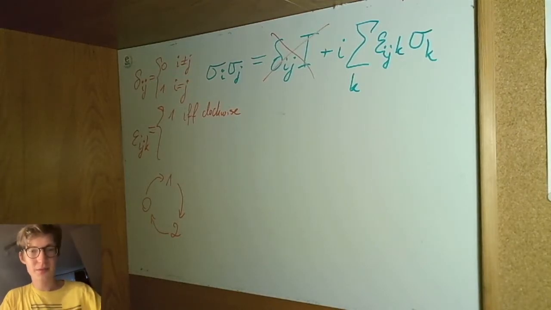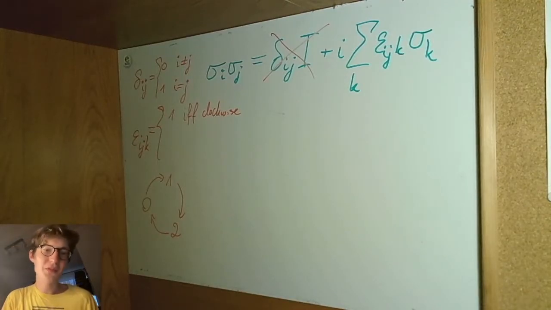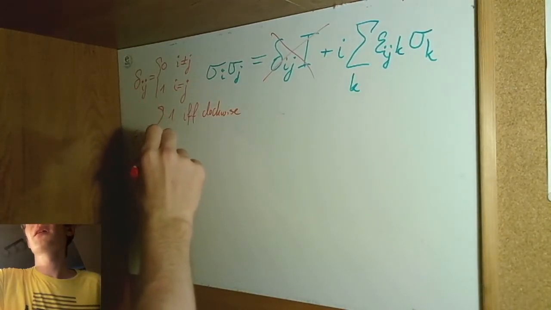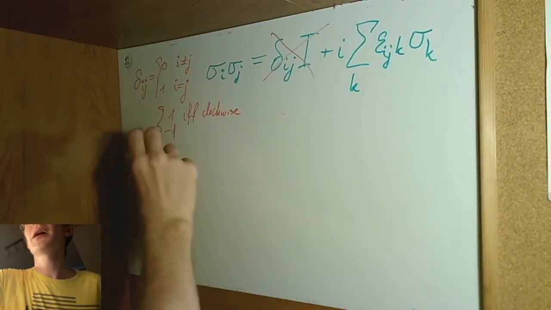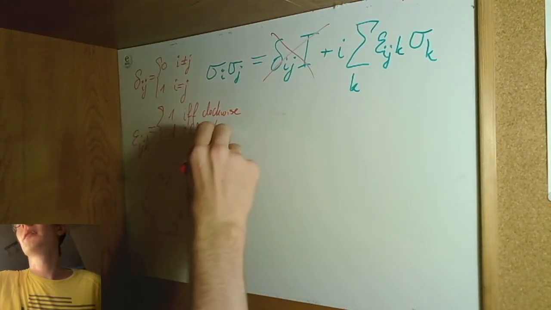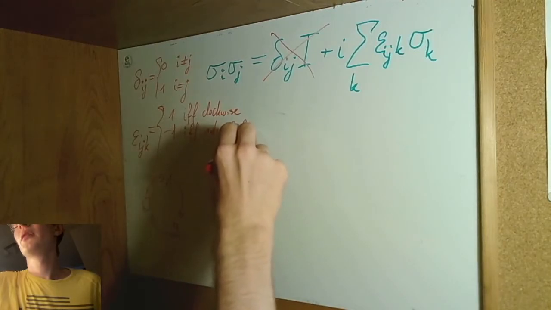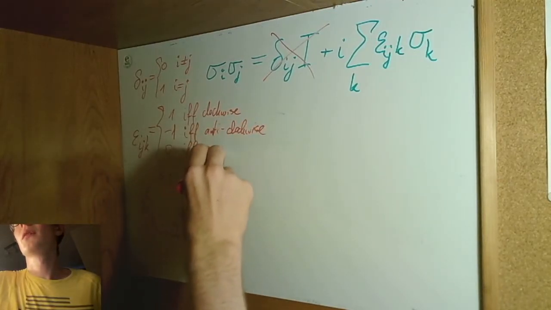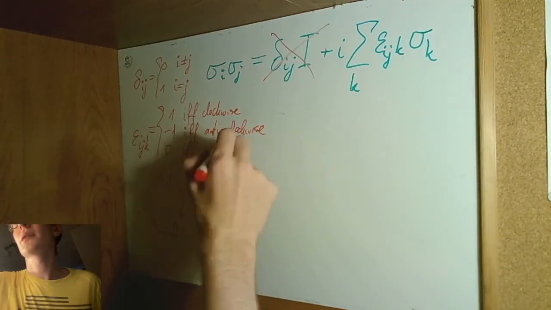You can think about it in terms of clockwise and anti-clockwise, and it's good to visualize. Sorry, excuse me, -1, not 0. -1 if anti-clockwise. And 0 if none of these. None of the above, right?